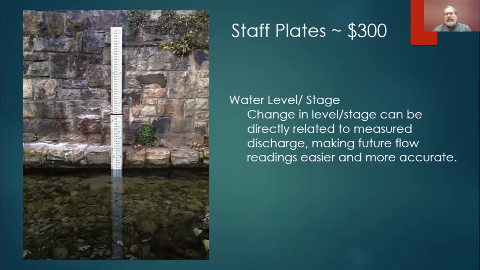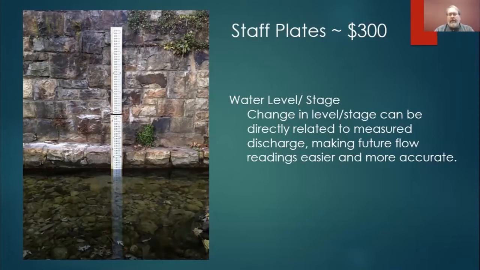Another option you have to do flow, if it's a site that you plan to visit a lot, especially for schools, you might be able to set one of these up, is you could install a staff plate. Staff plates are pretty cheap, a couple $100, maybe not even. If you have the tools already, you could probably get away with less than $100. And what you're going to do with a staff plate is you're going to determine stage. So it's that water height or that water level.